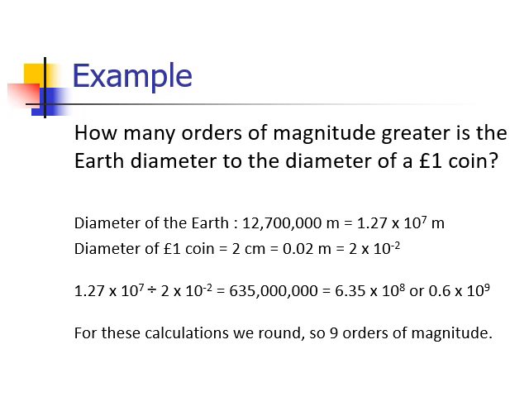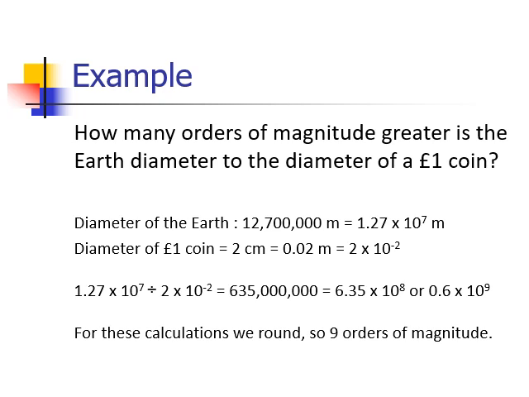How about calculating how many orders of magnitude greater something is compared to something else? So here we compare the diameter of the Earth, 12.7 million meters, to the diameter of a £1 coin, which is 2 centimeters in diameter. If we put these both in meters, we can see that one has 10 to the 7 and one has 10 to the minus 2. So this is 9 orders of magnitude difference.